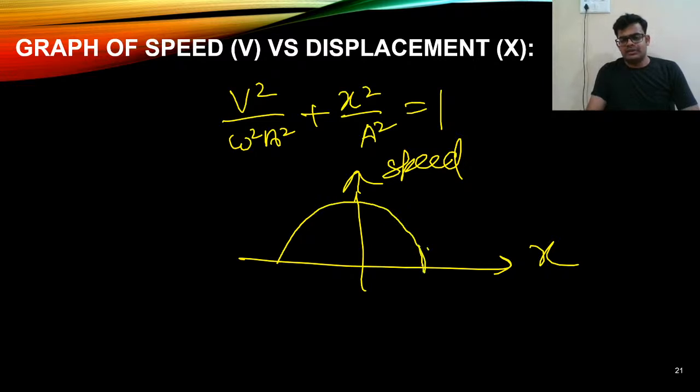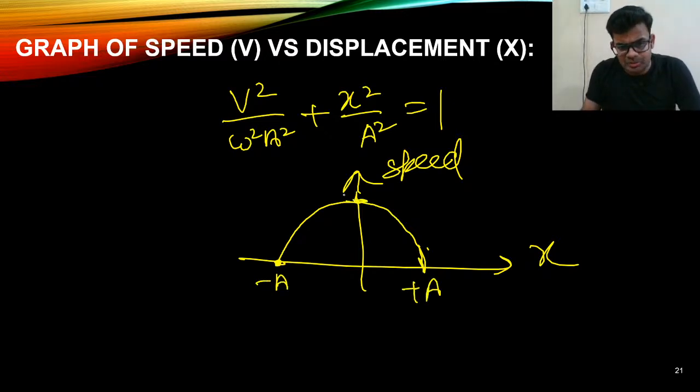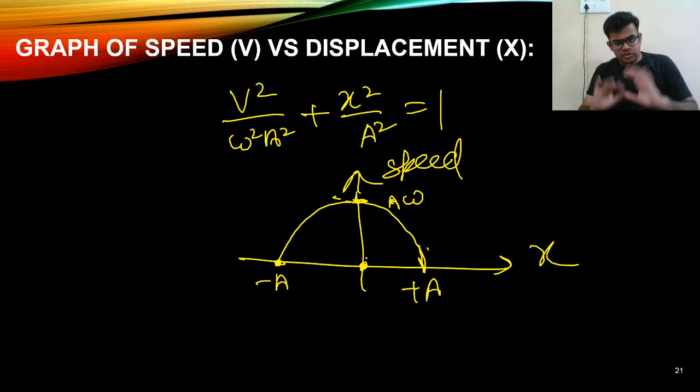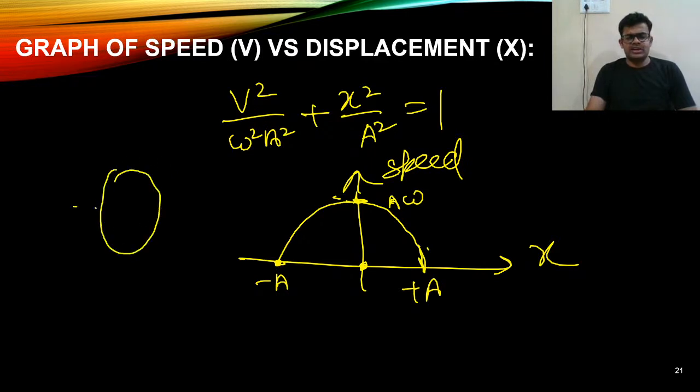Yes. So this is the minimum speed at negative amplitude and this is positive amplitude, and this is the maximum speed. How much is it? A omega, where x is equal to 0. So this is the curve. I think you got this curve, right? So this is the ellipse, right? An ellipse curve always looks like this, either this or this. This is the ellipse.